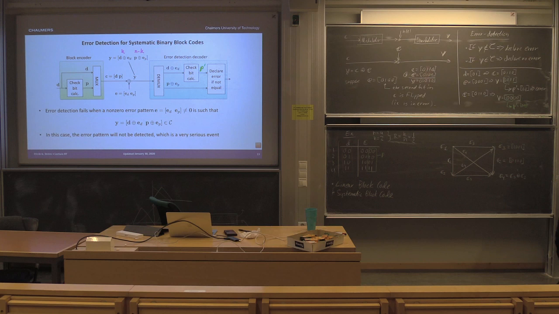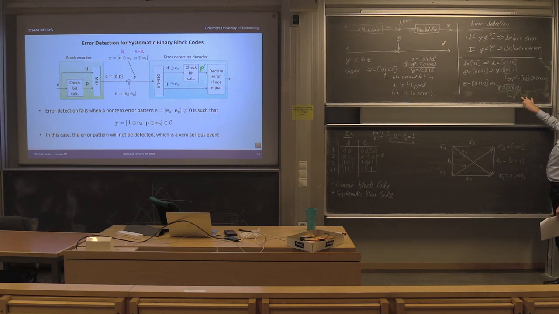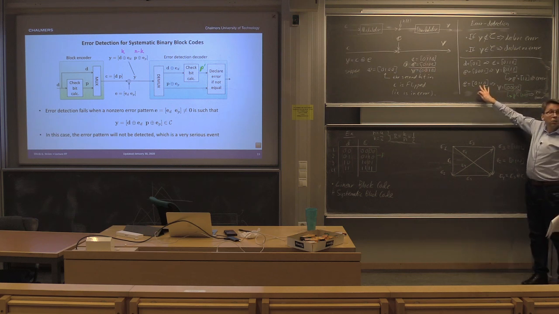So what do I do in this case? Do I declare an error, or do I declare no error? No error, exactly. Because the parity bits I just calculated locally at the receiver correspond to what I received. So I think everything is okay. So, no error, even though there was an error. So this error pattern is such that it's not detectable. It's an undetectable error pattern.